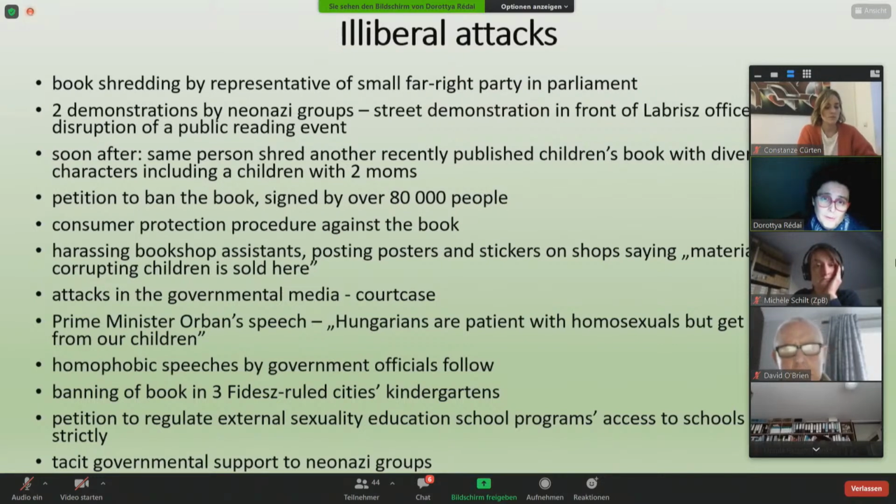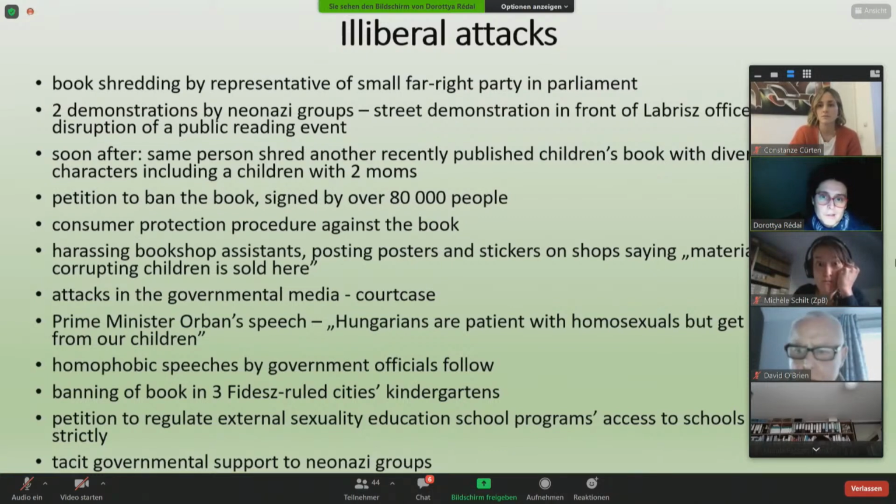And then there was a petition by, maybe you know it, an international group called CitizenGo. They get petitions signed in different countries. So this CitizenGo group got over 80,000 people to sign a petition to ban the book, which hasn't happened yet. And then somebody sued us at the Consumer Protection Office, which is under the government, so it's not an independent organization anymore. We were sued on the basis that the book does contain non-traditional gender roles, and this is not indicated on the book. That was the complaint. The procedure is going on at the moment.